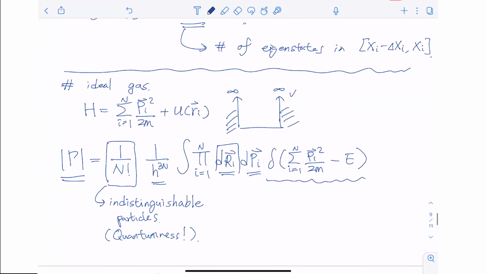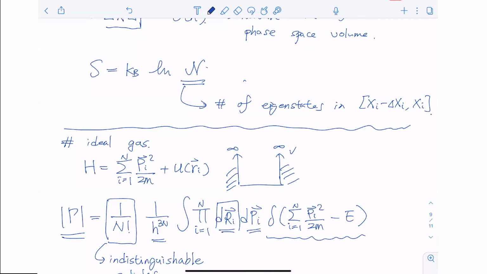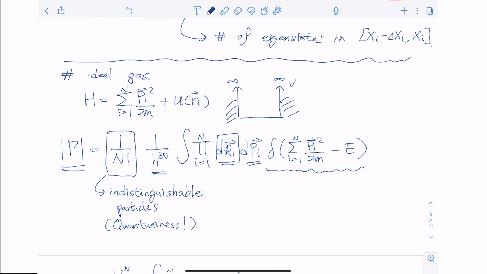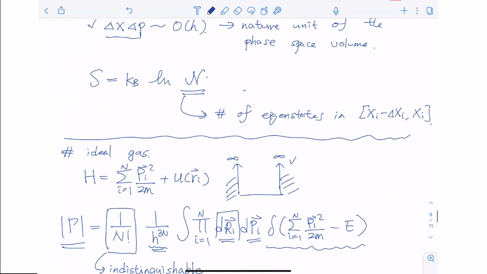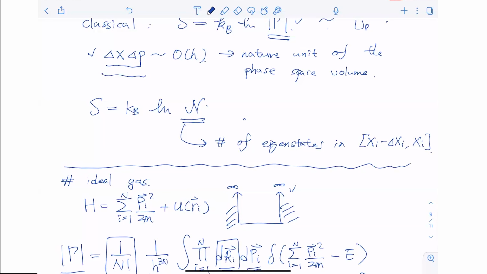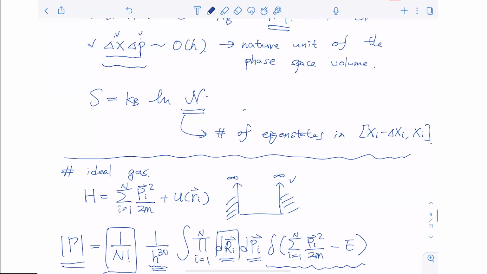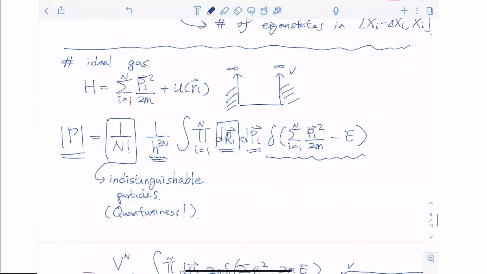Another thing is that when I discussed this volume integral, I said things very fast. Here's the factor h to the 3n. Where does it come from? It came from the fact that we argue that in a quantum mechanical system, there's some kind of natural unit for our phase space volume. If you have x and one conjugate momentum p, then each x and each p will contribute a factor of h.